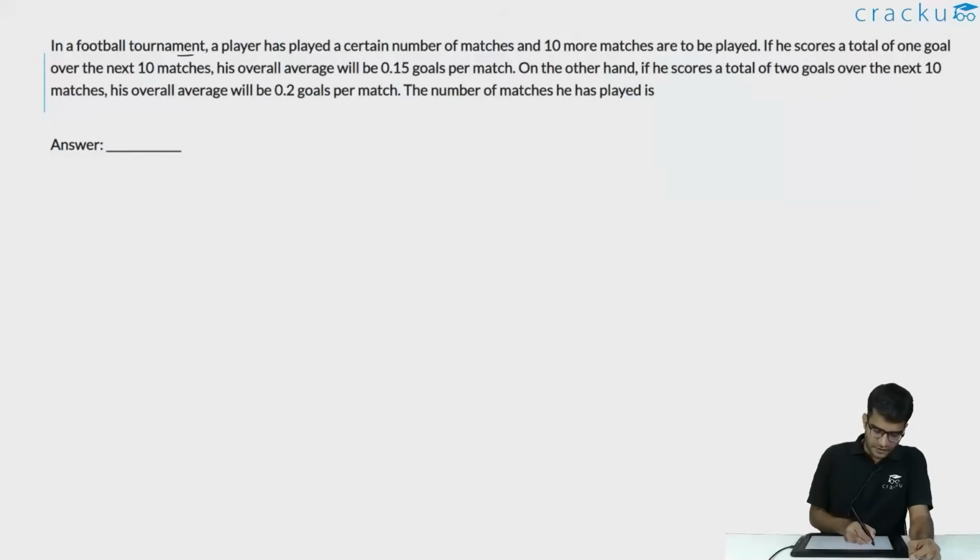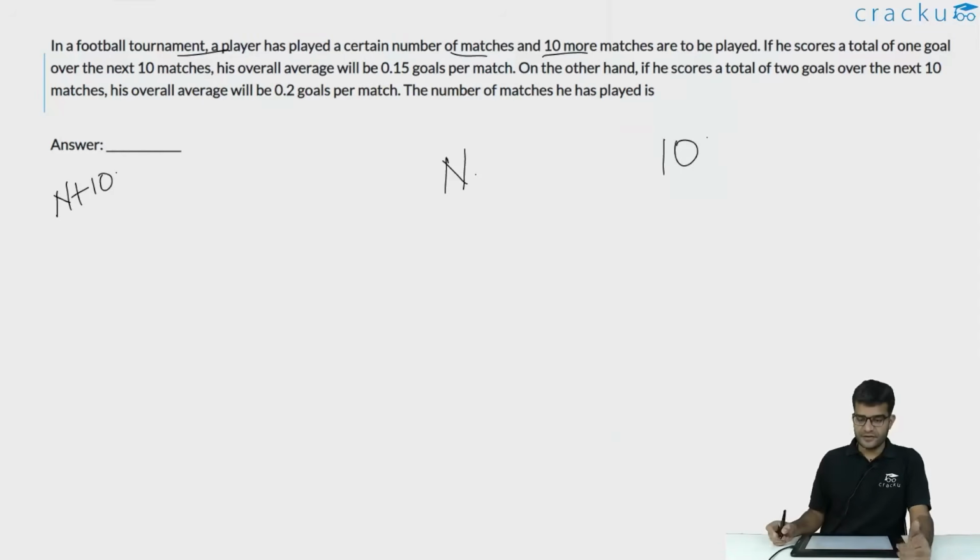In this question, we are told that in a football tournament, a person has played a certain number of matches. So let us assume that he has played n matches and there are 10 more matches that are supposed to be played. So the total number of matches that he will play by the end of the tournament will be n plus 10. Let us assume that till now he has scored g goals, and we are told that if he scores a total of one more goal in the next 10 matches, his average will be 0.15.